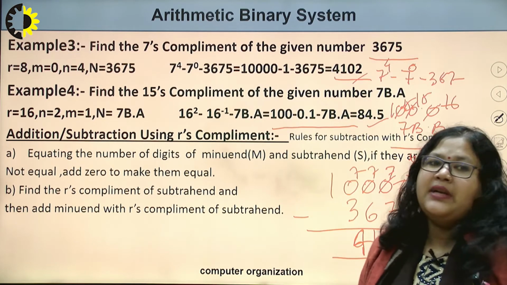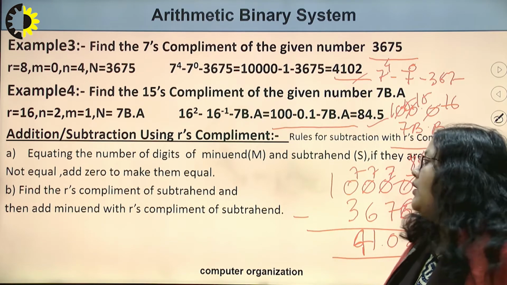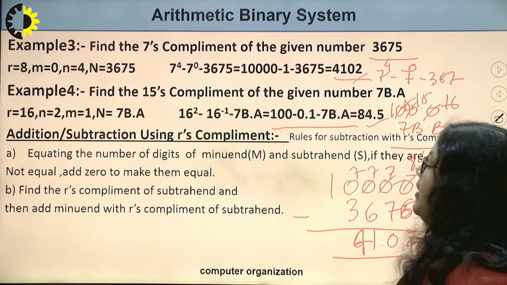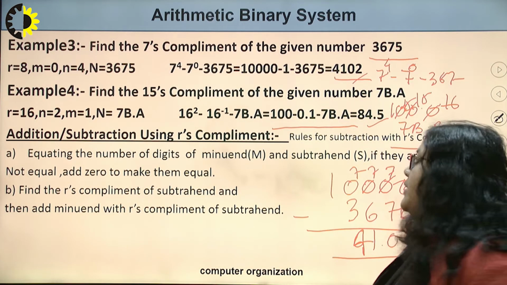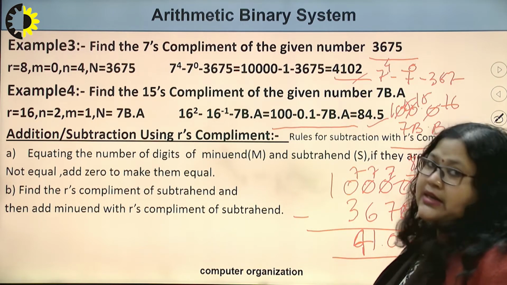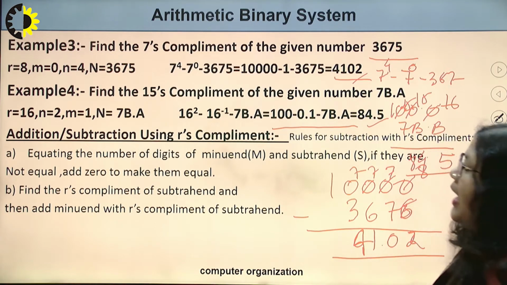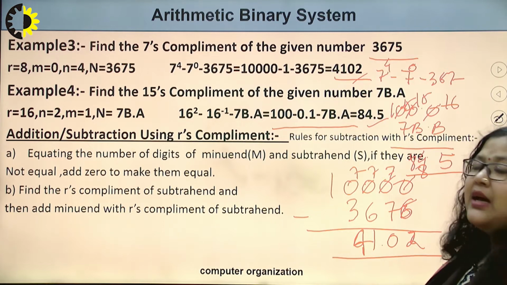Now the next topic is very important for the exam, as the examination has questions on this topic. It is addition and subtraction by using r's complement. So how do we do this? First we have to know the rules for subtraction with the r's complement. First, equate the number of digits of the minuend and the subtrahend part, represented by M and S. If they are not equal, then we add 0 at the MSB part and make the numbers equal.